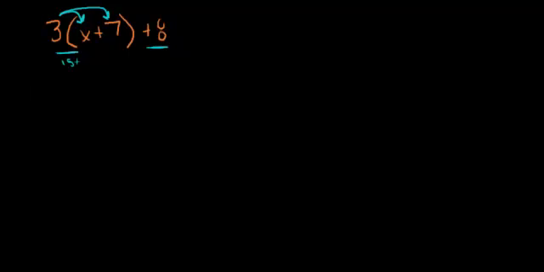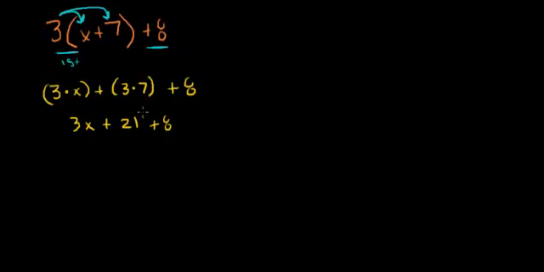So if I expand that out to what I'm going to multiply, I'm going to have 3 times x plus 3 times 7 plus 8. Well, 3 times x is 3x. 3 times 7 is 21 plus 8. Well, the 21 and the 8 should be simple enough to solve right here. That gives me 3x plus 29. And that's where I have to stop. There's nothing else I can do.